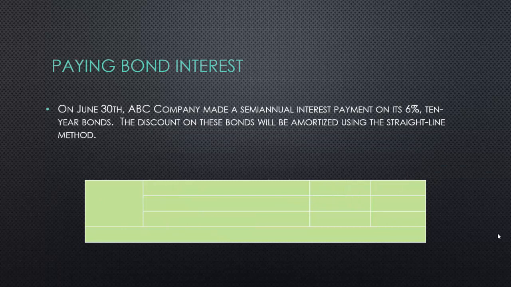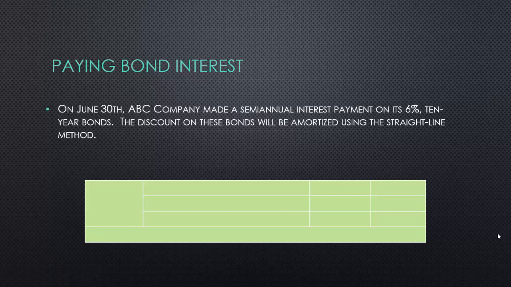Now those bonds are out there and in the hands of bondholders. Well, we need to pay them a little something extra in the form of a series of periodic interest payments. So on June 30th, ABC Company is making a semi-annual interest payment on these 6% 10-year bonds. We're going to get rid of the discount.